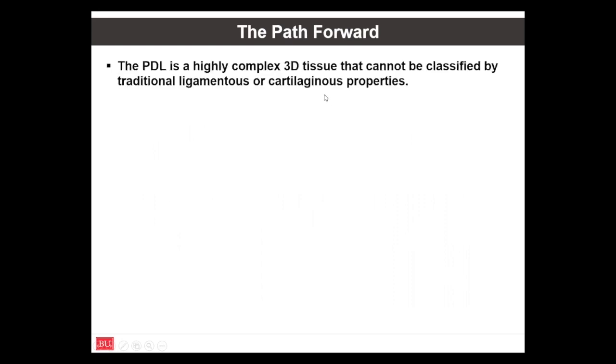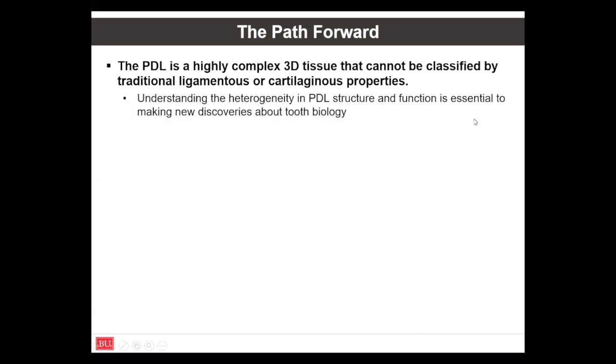So, talking about the next steps, what we've learned from this and where we're going from here, obviously we know that the PDL is a highly complex 3D tissue, and it seems from our studies that it really can't be classified by traditional ligamentous or traditional cartilaginous properties. So I like to say, it's a soft tissue kind of in its own ballgame. Understanding this aspect, understanding this heterogeneity is really essential to making new discoveries about tooth biology. And we're hoping that more researchers come into this field and start working in this realm to really better understand the differences in PDL structure and how that relates to function.